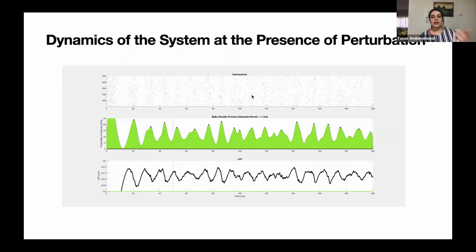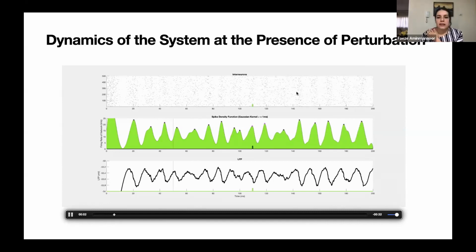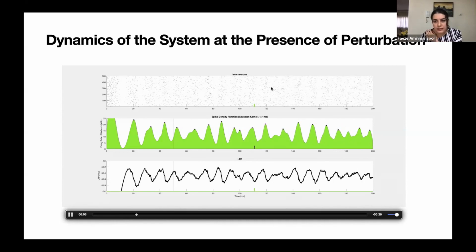So before showing you the results, I would like to give you some intuition about the dynamics of the network. Here in the top graph, you will see the scatter plot of 500 neurons. In the middle graph, you are seeing the spike density function, so the vertical axis is the firing rate of the network. And the bottom graph is the LFP of the network, and the horizontal axis is time. So I will apply perturbation at different phases of oscillation between these two peaks, and let's see how the network is changing its activity.